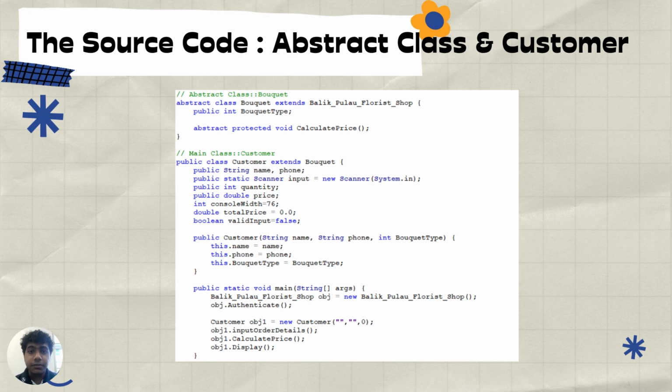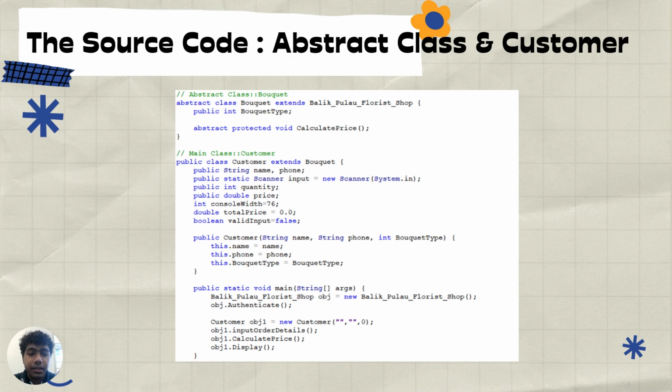Right. Thank you, Amos, for the explanation of the previous code. Now onto the Customer class. This Customer class extends the abstract class Bouquet. First we have our variables. We declared two variables here in string form, which are the name and phone number. Then we also created an object for the scanner, called input. And we also declared quantity as an integer.